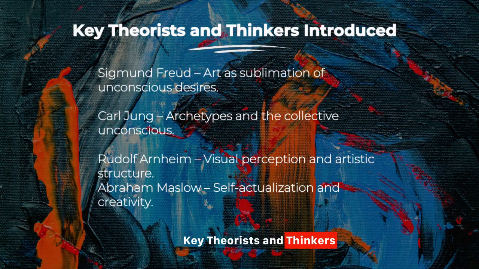Key theorists and thinkers introduced: Sigmund Freud, art as sublimation of unconscious desires; Carl Jung, archetypes in the collective unconscious; Rudolf Arnheim, visual perception and artistic structure; Abraham Maslow, self-actualization and creativity; E. Paul Torrance, creative testing and divergent thinking; Howard Gardner, multiple intelligences and artistic talent; Mihaly Csikszentmihalyi, systems theory of creativity and flow.